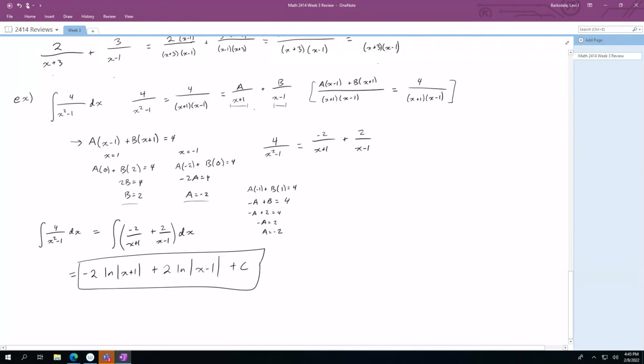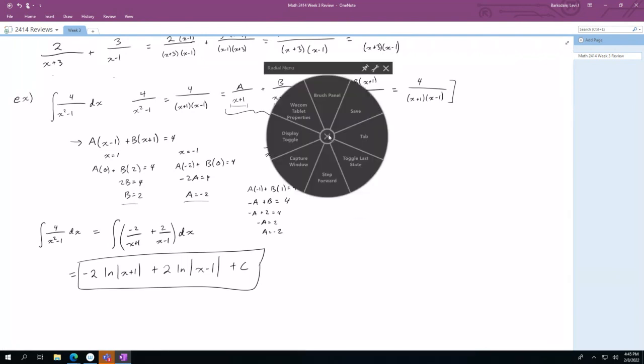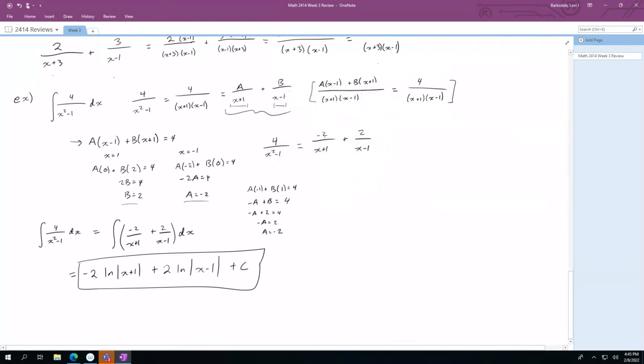And then we just wrote it out according to the rule we made up here. So all I did is I took my a value, which was -2, and replaced the a up here. And similarly, I took my b value, which was +2, and replaced my b up there. Now, because this is exactly equal to my original integrand, I just replaced it in my integral statement.